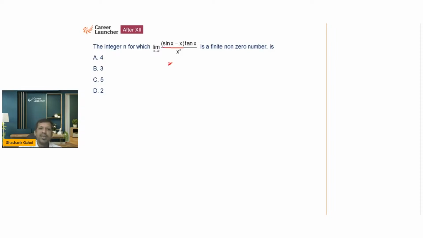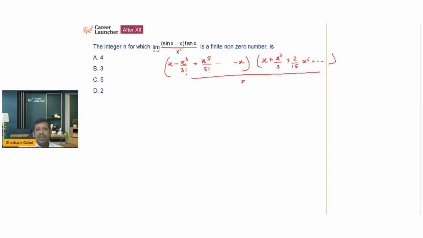So sin x is x minus x cubed by 3 factorial plus x power 5 by 5 factorial and so on, minus x multiplied by x plus x cubed by 3 plus 2 by 15 x power 5 and so on. And it says that this is divided by x power n. Now this x cancels out.